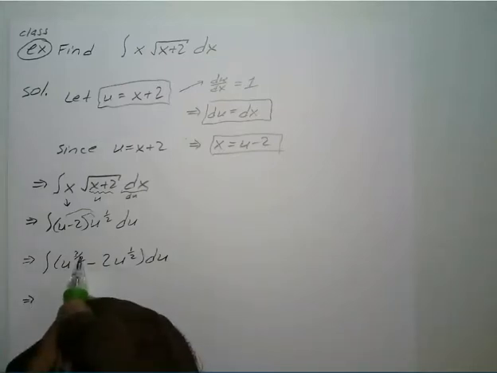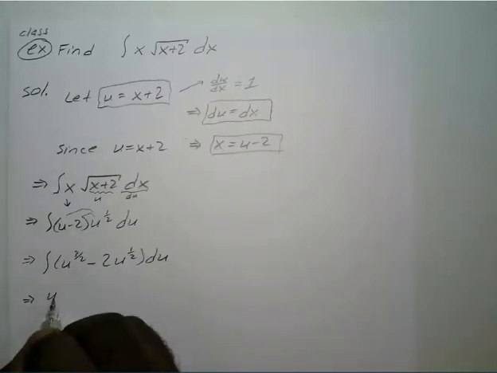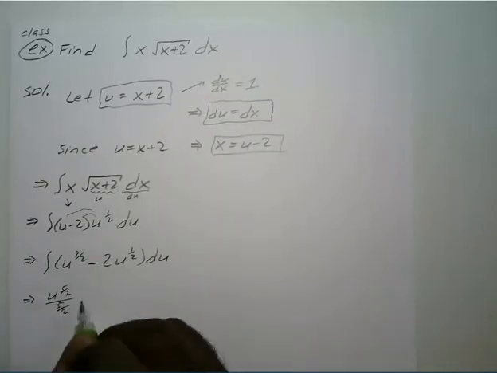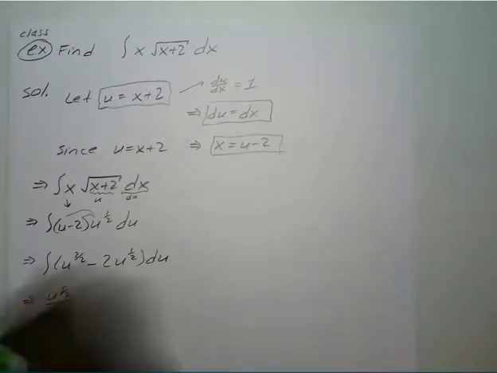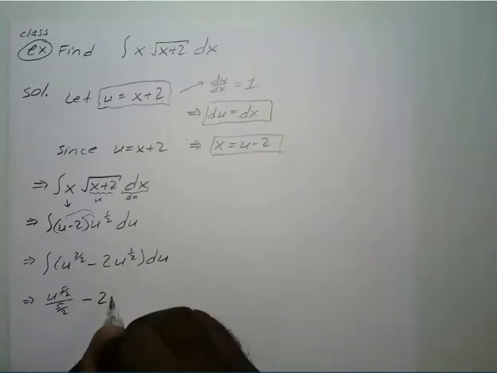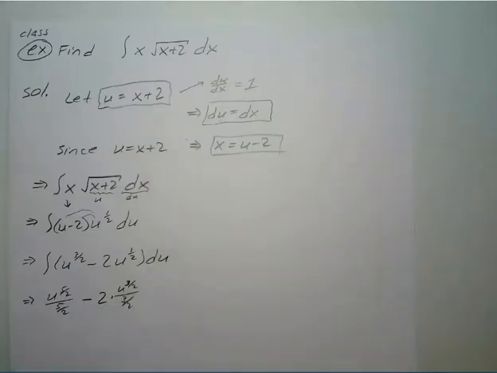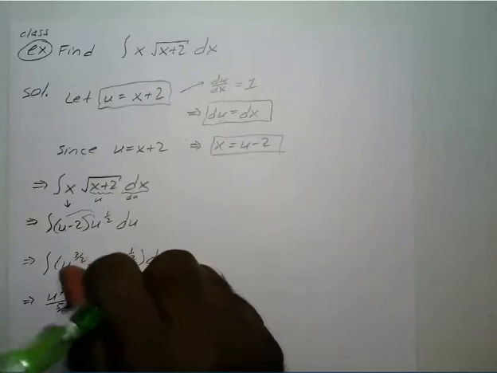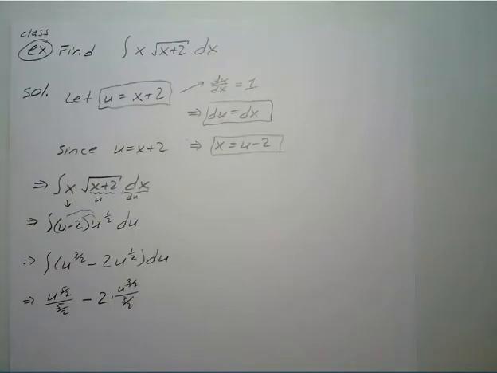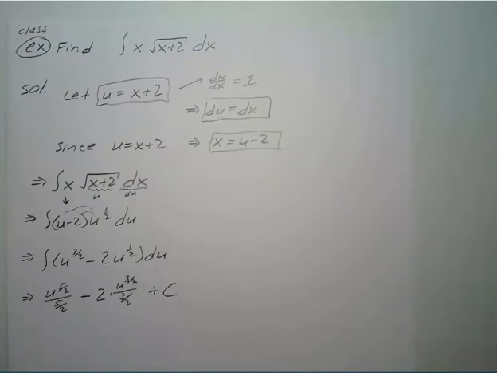Okay, so u to the 3 halves plus 1 would be u to the 5 halves over 5 halves. Minus 2 times u to the 1 half is just u to the 3 halves over 3 halves, to the 3 over 2 power. And plus C.